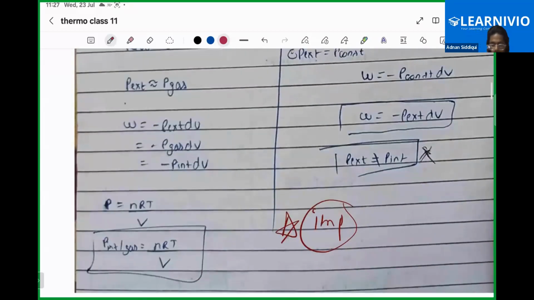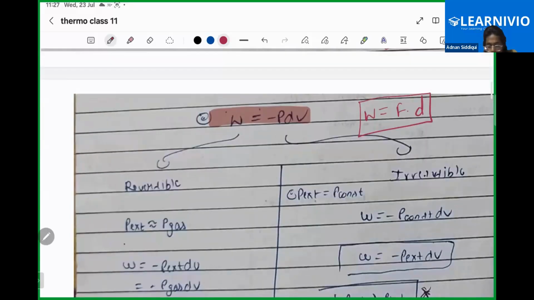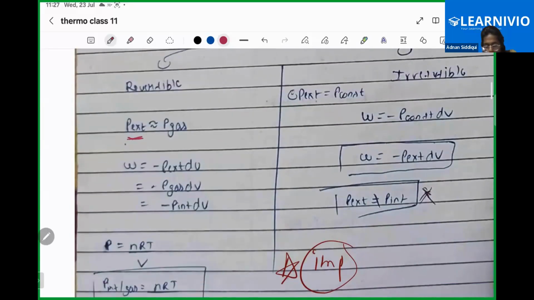So the work done formula we just derived is minus P external dV. And what we also know is, if the process is reversible, we can replace P external with P gas. So we can write it like this. This is our formula of work done for a reversible process.